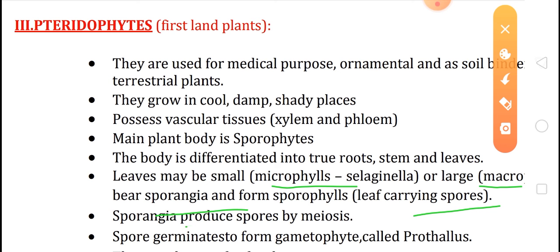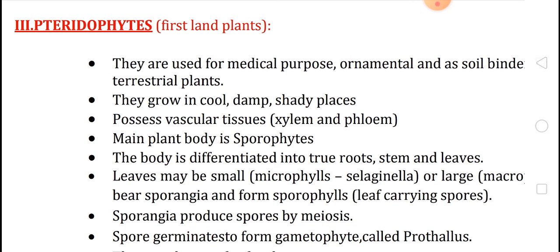The spores germinate to form gametophytes, male gametophyte and female gametophyte. Here is the picture of pteridophytes. This kind of plant is known as a pteridophyte. They grow on land easily, so that's why we can say that the habitat is terrestrial.